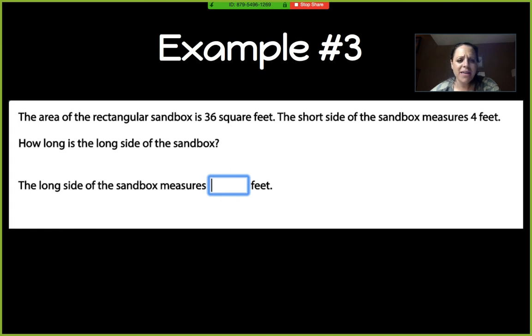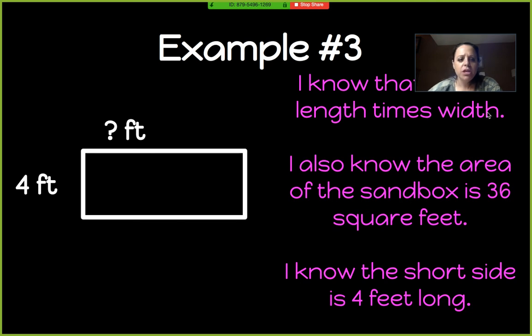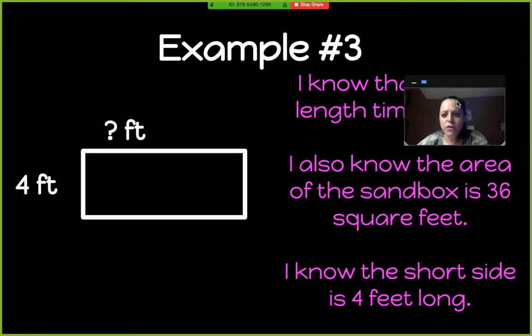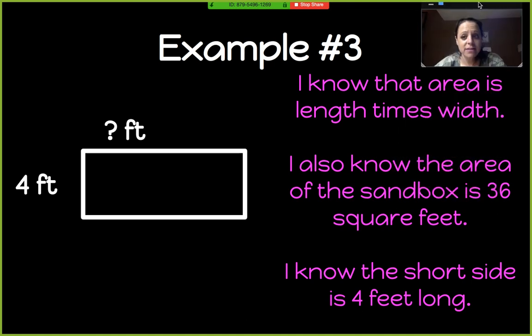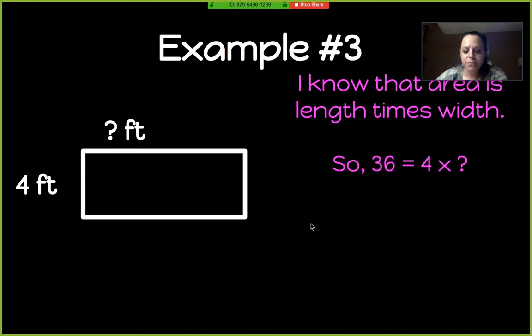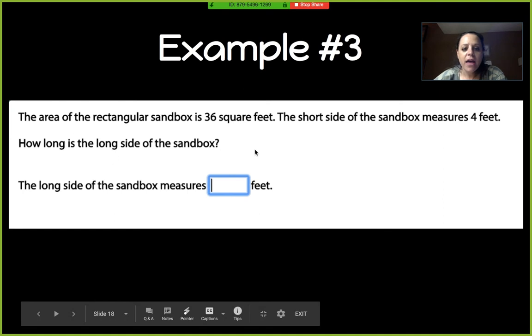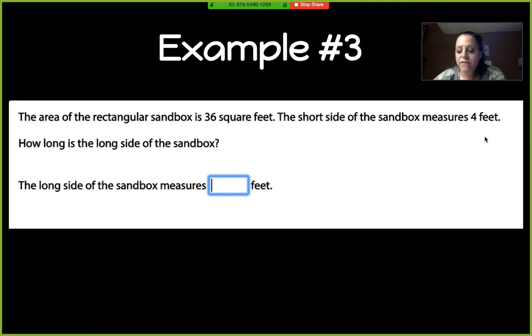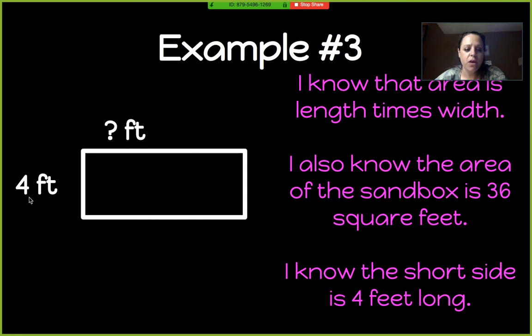I'm still going to start by visualizing, and I'm going to make a sketch. So I know, first of all, area is length times width, right, guys? So here's my rectangular sandbox. I know the area of the sandbox is 36 square feet. I also know from the problem, let me go back, that the short side is 4 feet. So I labeled it 4 feet over here. So this is the side we're trying to figure out, the long side of the sandbox.